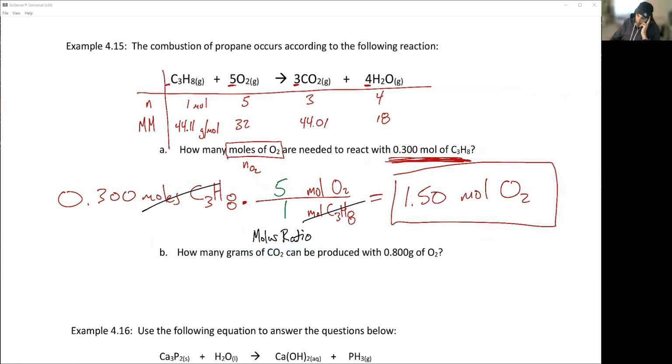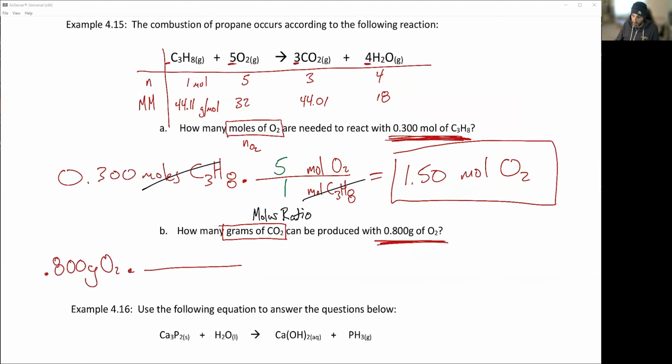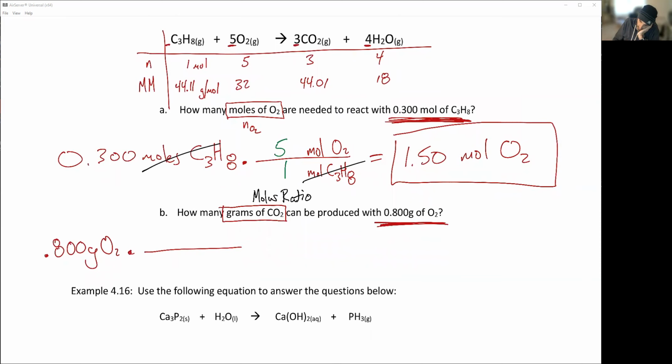So let's take a look at the next one, and this is more typically what you're going to see. How many grams of CO2 can be produced from 0.8 grams of O2? So let's start with our 0.8 grams of O2. Again, we're going to set up a bunch of conversions. I can start before I even plug in numbers by plugging in the units. I want grams of O2 to go away and moles of O2. So I've got to convert into moles first.